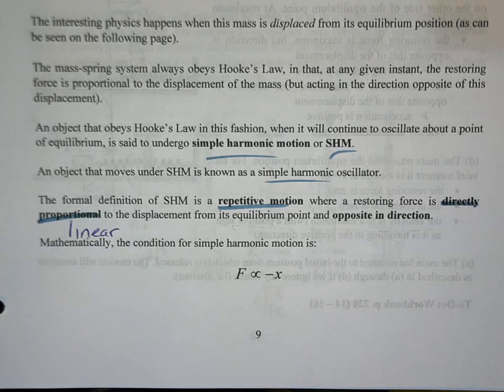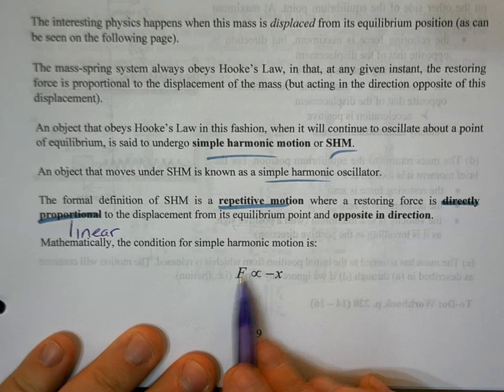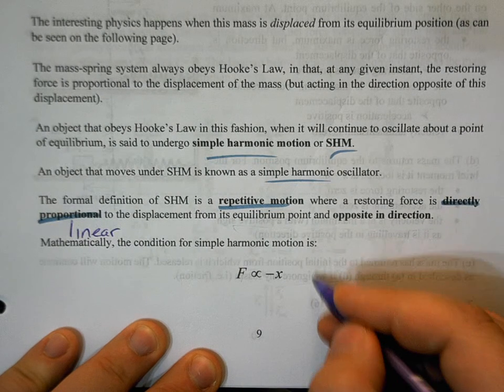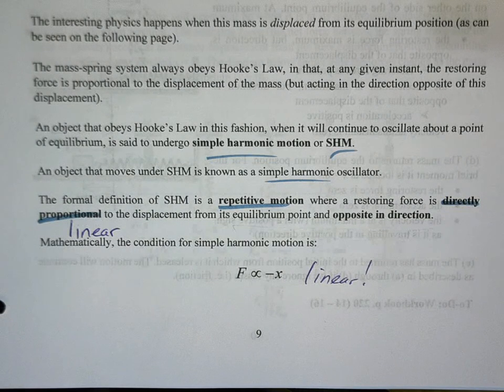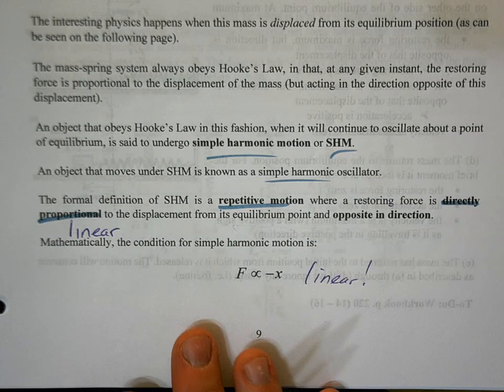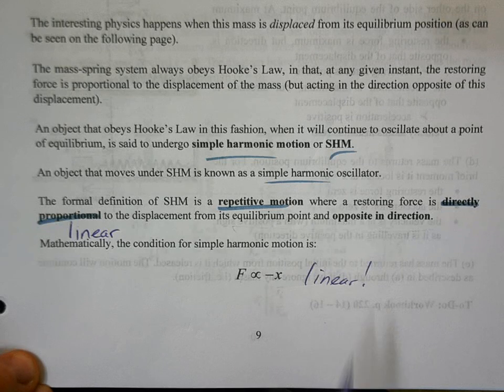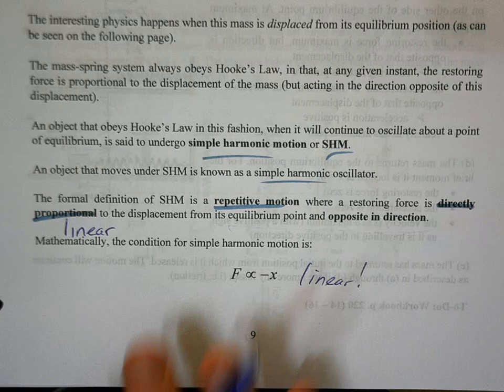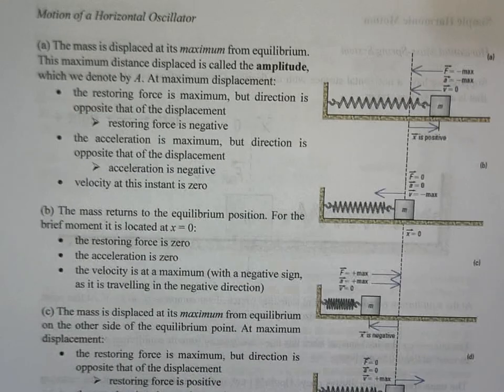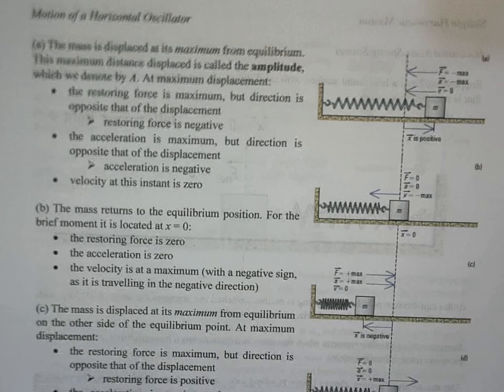So mathematically, the condition that we're looking at is that the force is directly proportional to negative x. So this is a linear relationship. We'll come back to that technical point in a little bit, but that is really important. We want repetitive, predictable motion, and we want the force to be directly proportional to the negative of the displacement. So here's what's going on when we look at the motion of a horizontal oscillator.